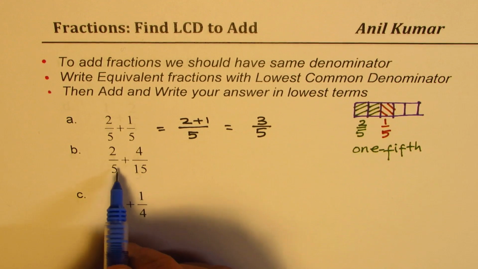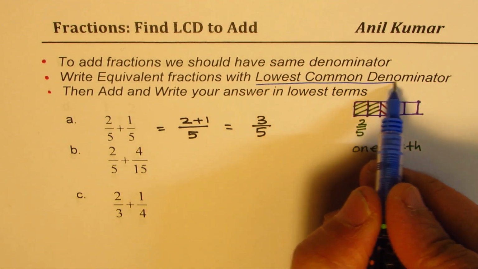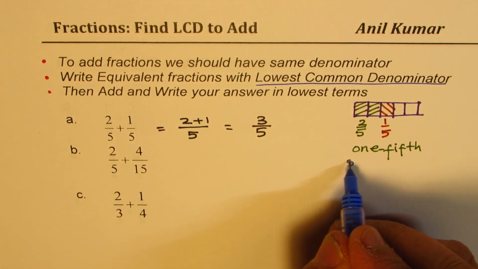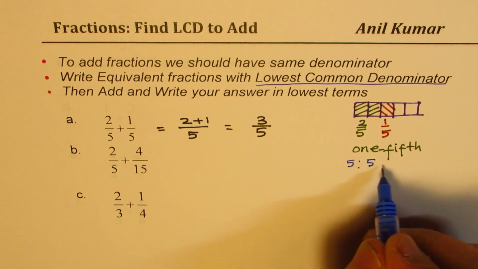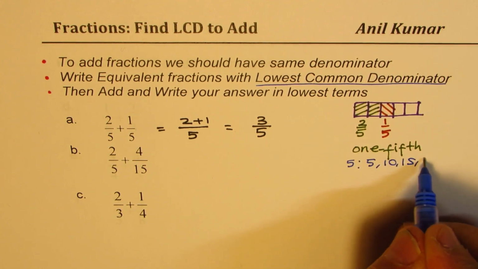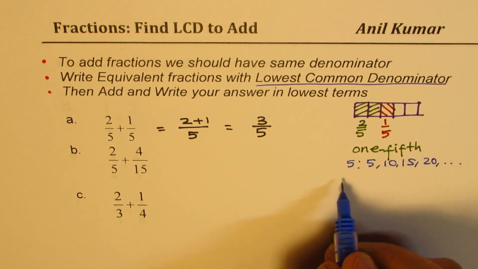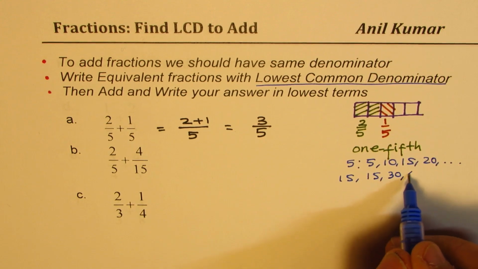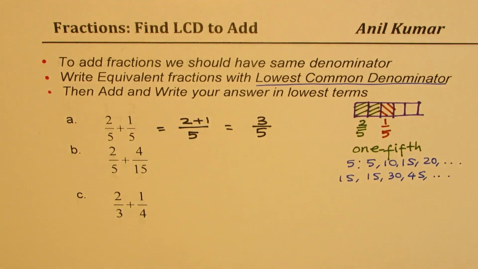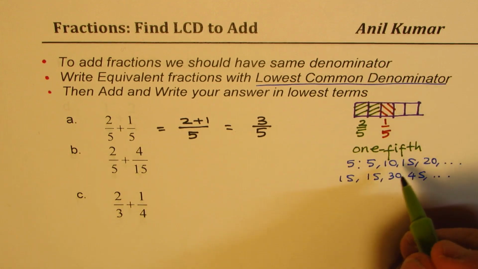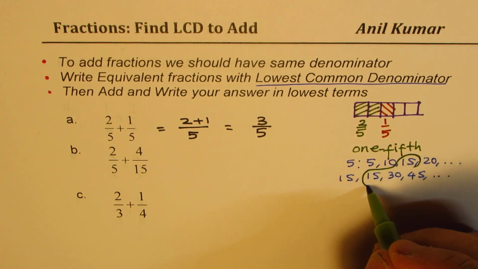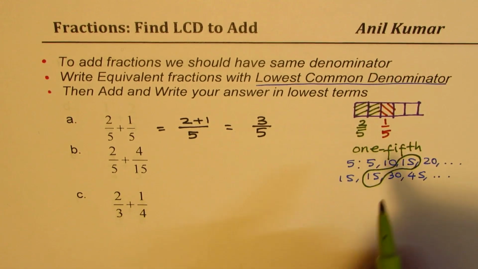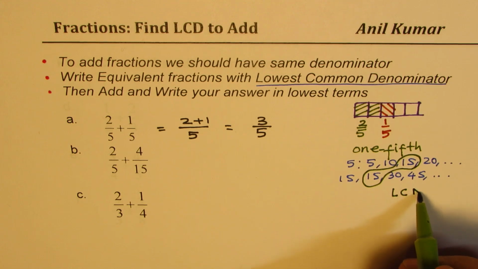Lowest common, right? So common denominator, let's understand this term. Common denominator and lowest common denominator. Let's look into multiples of 5. Multiples of 5 are 5 times 1, 5, 10, 15, 20, and so on, right? Multiples of 15 are 15, 30, 45, and so on. What you notice here is that 15 is the lowest common multiple of these two, right? Sometimes we call this the lowest common multiple.